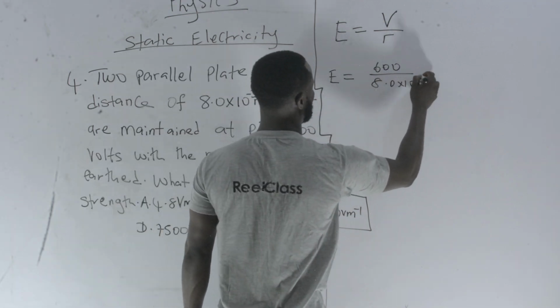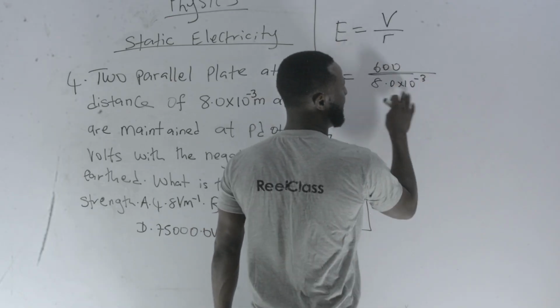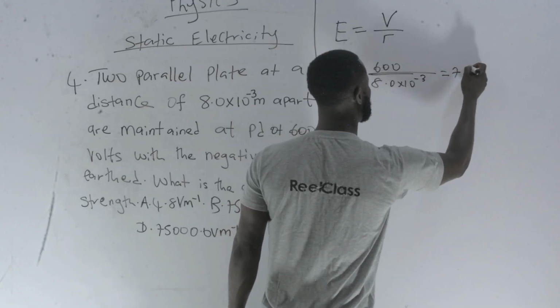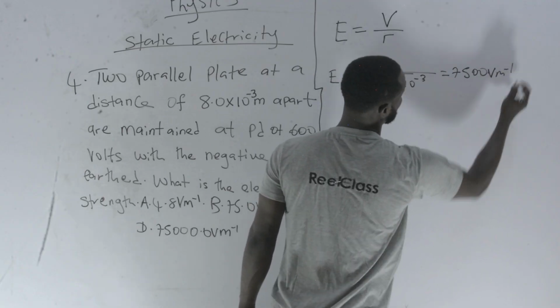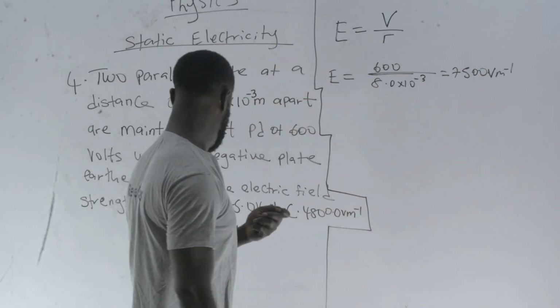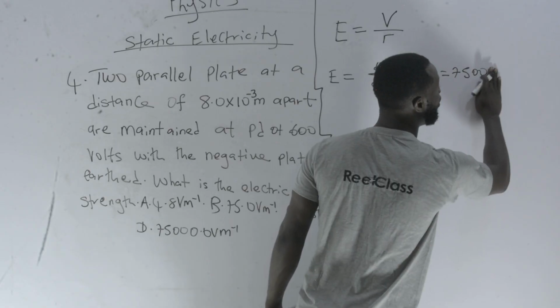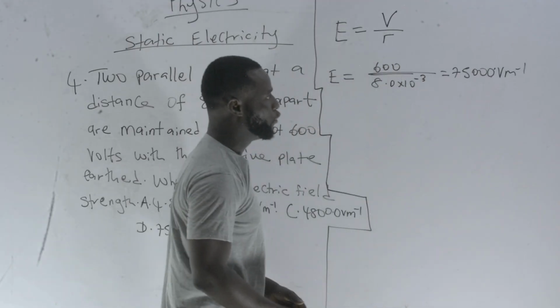8.0 times 10⁻³. If I say 600 divided by 8.0, this should give me 7,500 volts per meter. Sorry, this should give me 7,500 volts per meter. So that is about 75,000 volts per meter.